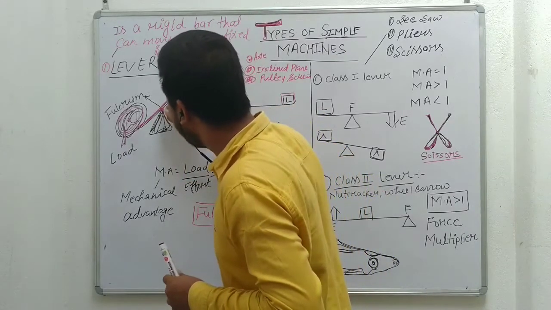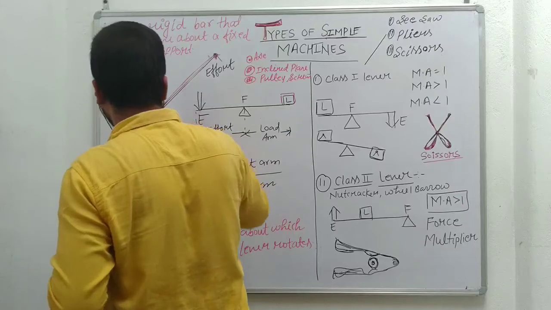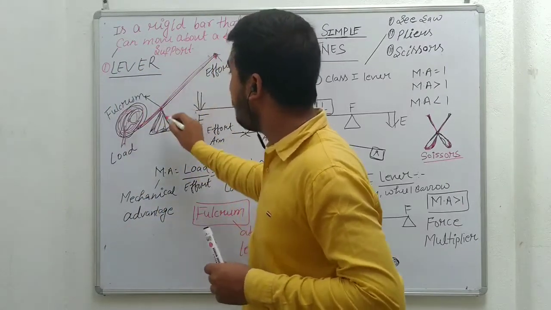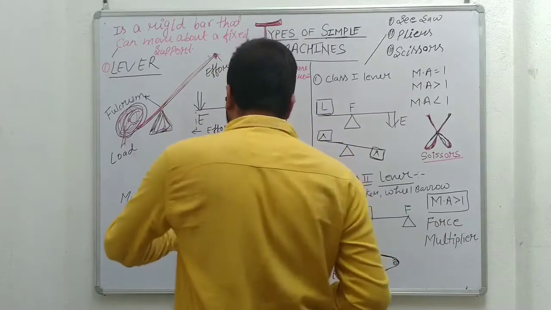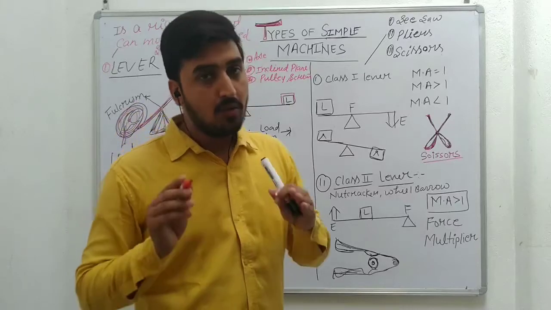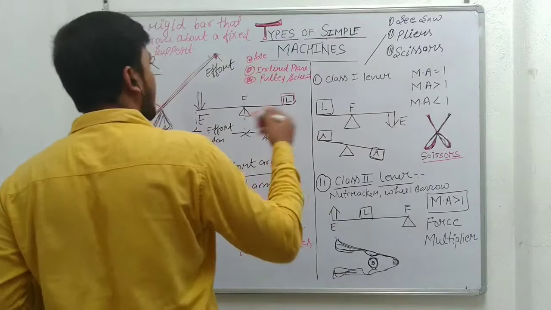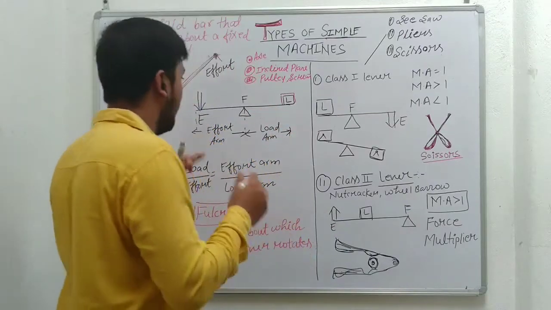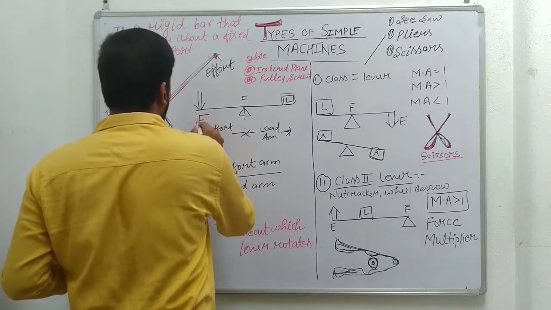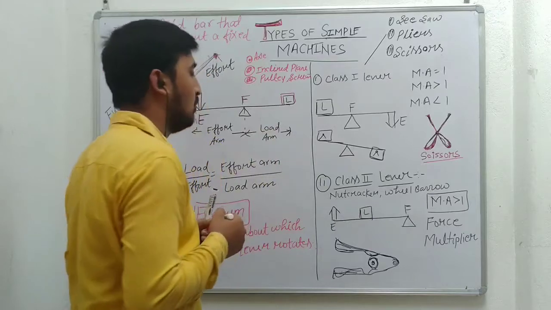And this fixed point, which we had already discussed: lever is a rigid bar that can move about a fixed support. This is the fixed support, and the fixed support is the fulcrum. The point about which the lever rotates is the fulcrum. There are different classes of lever. We will discuss them one by one, but before that it is very important to understand effort, fulcrum, and load.